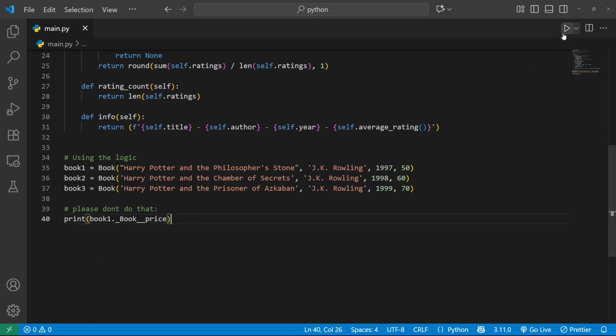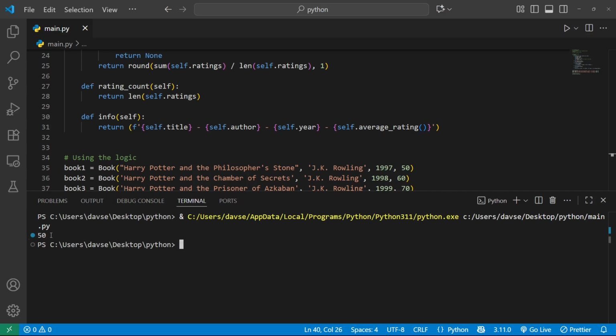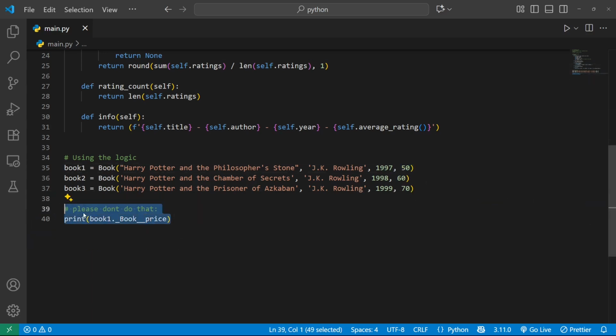So if I run it, you can see we have 50. So we are able to reach the price of this book1 outside, okay? But this means, for another programmer, don't do that. Please don't do that. It's forbidden. You can't use it like this, okay?